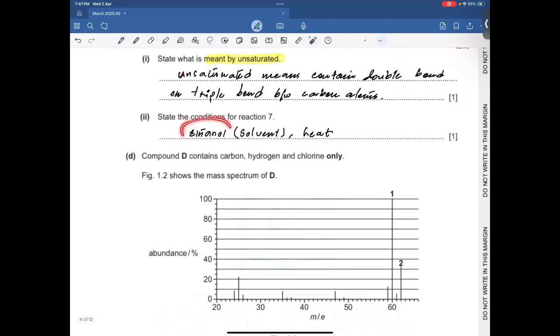Since ethanol is highly flammable, we need to heat it through a water bath. Okay. Compound D contains carbon, hydrogen, and chlorine only. That's a very powerful statement. Only. The question shows the mass spectrum of D.